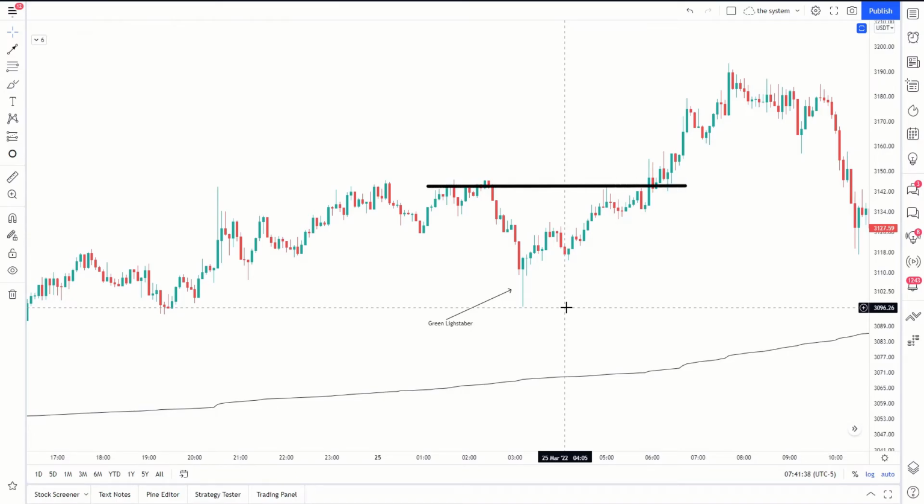For targets, a good starting point would be around the most recent swing high, or we could scalp the lightsaber too and look for a 1-to-1 risk-reward ratio. Ultimately, it comes down to your own trading style.